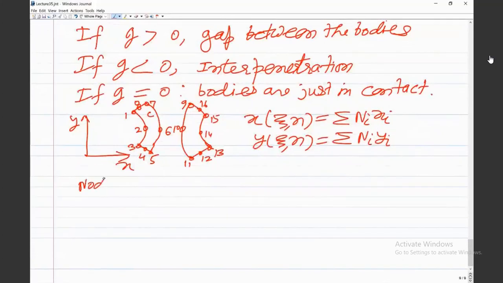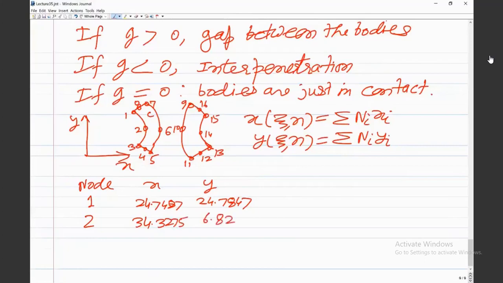So let us say we have node number here, x and y, and let me write for node 1 the x coordinate. I'm giving these values so that you can work it out yourself. 7487, and this is 24.7847, and then node 2 is 34.3275 and 6.82816. All are written in 6 digits, as you see.